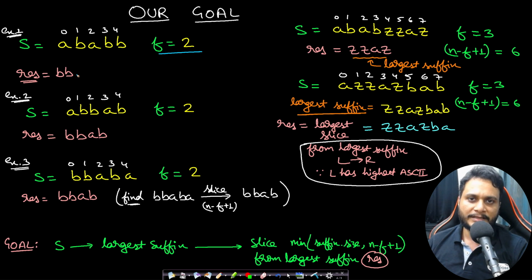Where should I put the slicing? I have slice positions between 0, 1. I can only put one slice because we have just 2 friends. If I put one slice, the left side will go to one friend, the right side will go to another friend. So the first option is in between 0, 1, then second option, third option, and fourth option. The number of options will depend on the size of the string: size of string minus 1.